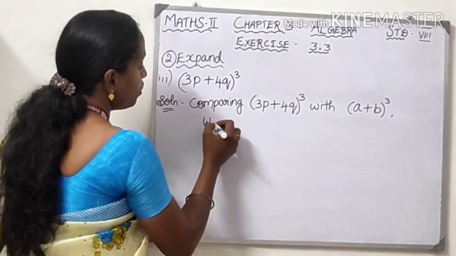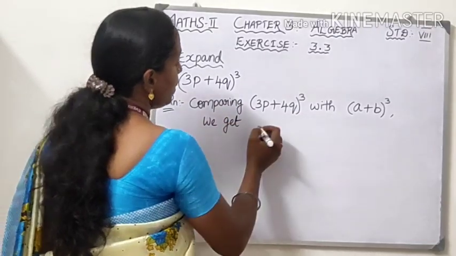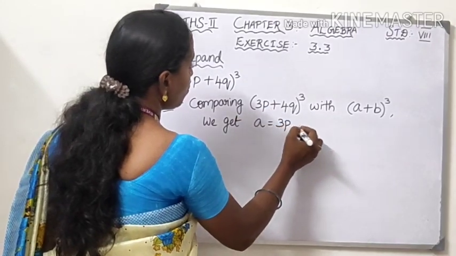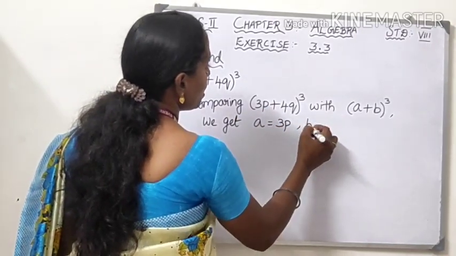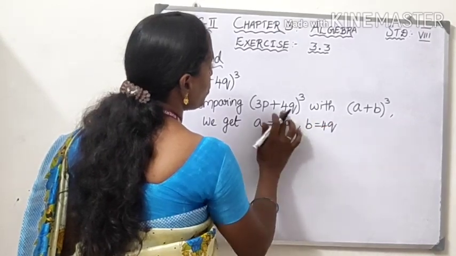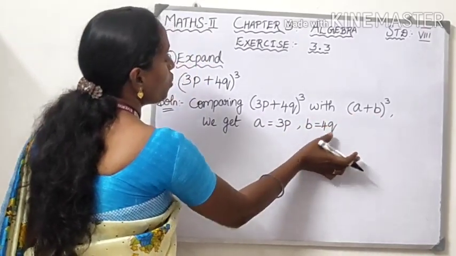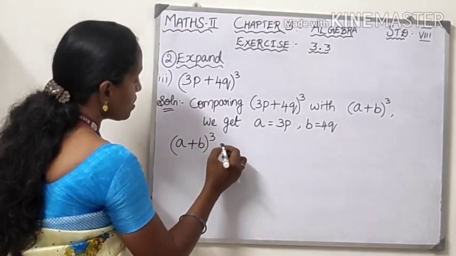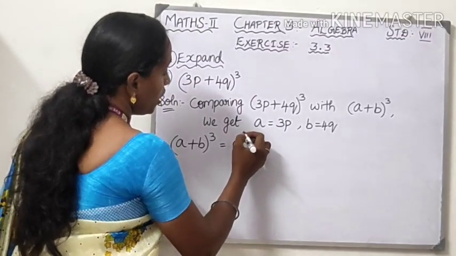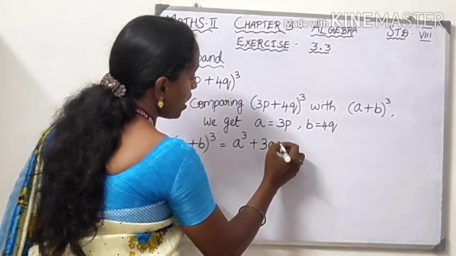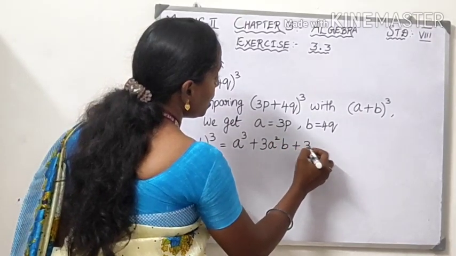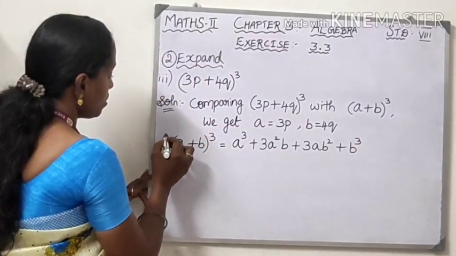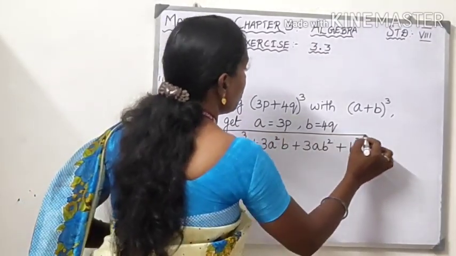Then we get the value of, what is the value of a? Compare now. So the a value is nothing but 3p. We get a is equal to 3p, and what is the value of b? It is 4q. So b is equal to 4q. Then what is our identity? (a plus b) the whole cube is equal to a cube plus 3a square b plus 3ab square plus b cube. So this is our identity, (a plus b) the whole cube.